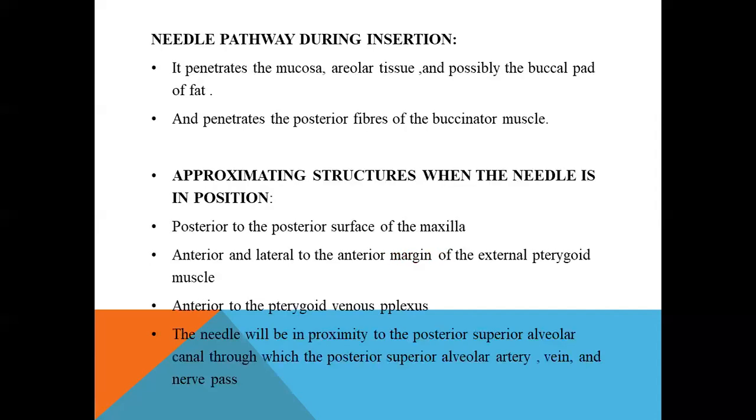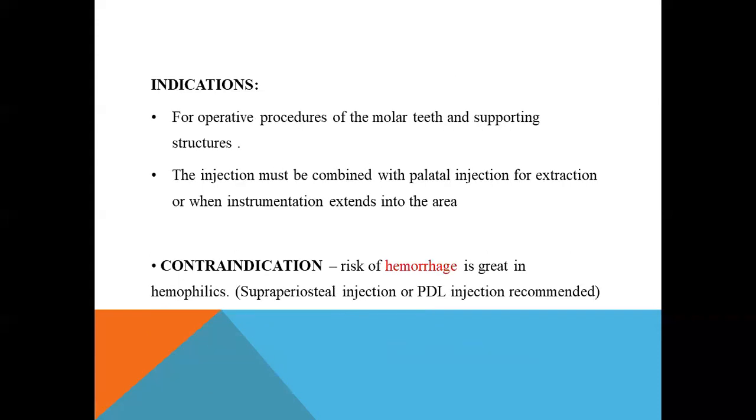Coming to the needle pathway during incision, it penetrates the mucosa, areolar tissue, possibly the buccal pad of fat, and the posterior fibers of the buccinator muscle. What are the approximated structures when the needle is in position? They are posterior to the posterior surface of the maxilla, anterior and lateral to the anterior margin of the external pterygoid muscle, anterior to the pterygoid venous plexus, and the needle will be in proximity to the posterior superior alveolar canal through which the posterior superior alveolar artery, vein, and nerve pass.